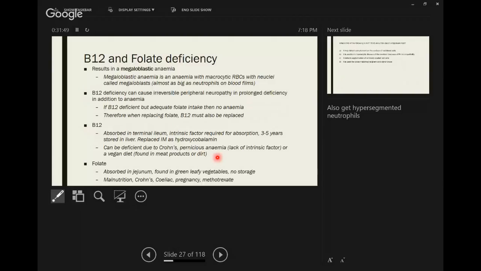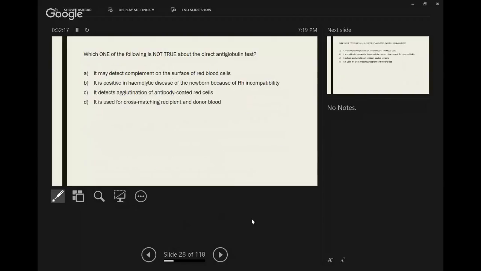It's found in meat products and dirt, but it can be supplemented from bacterial B12 or something. Folate is absorbed in the jejunum. It's found in green leafy vegetables, and we don't have any storage for it. So 2 to 3 weeks, and you are folate deficient. You get deficiency in malnutrition, Crohn's, celiac, pregnancy, and methotrexate. So someone on rheumatoid who forgets to take their folic acid supplements will get a megaloblastic anemia.